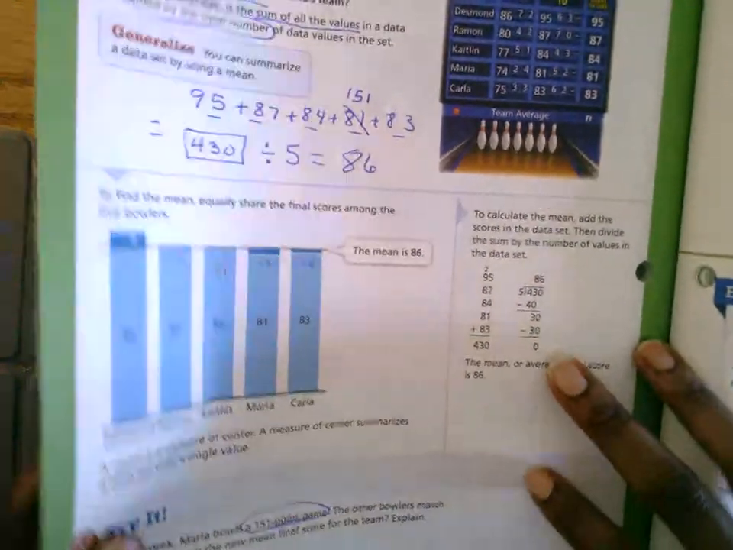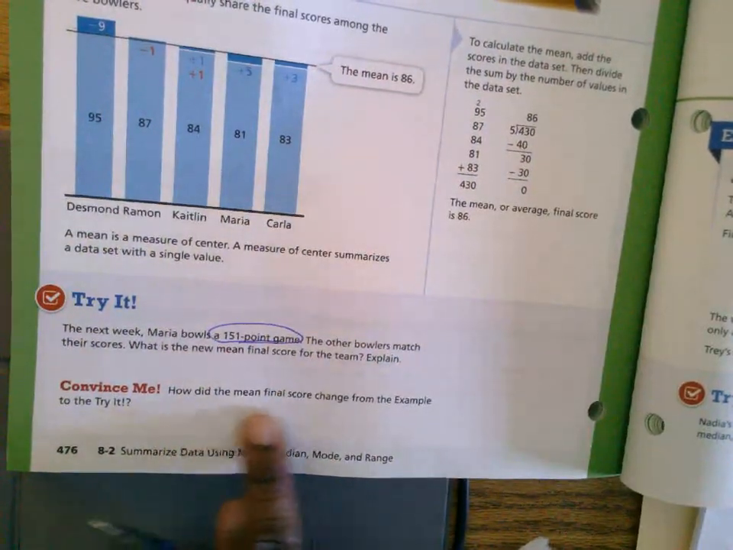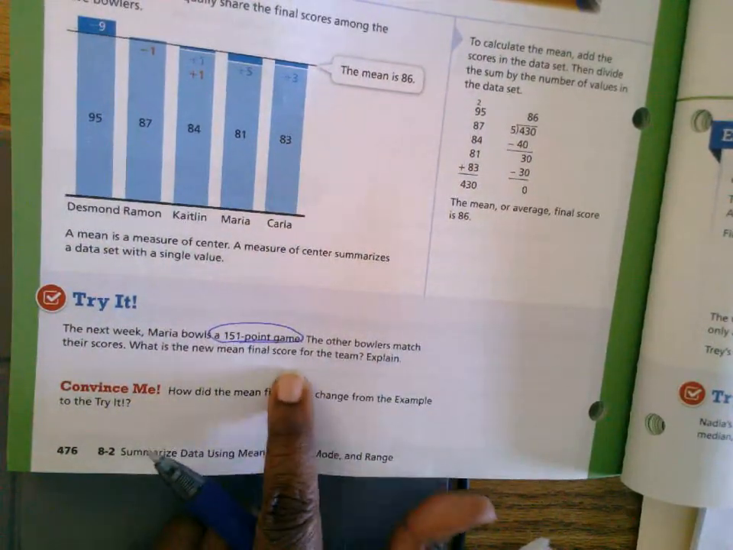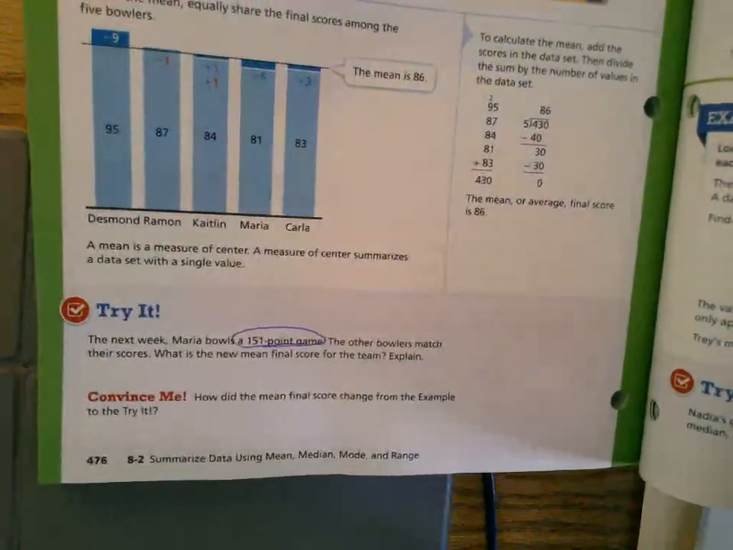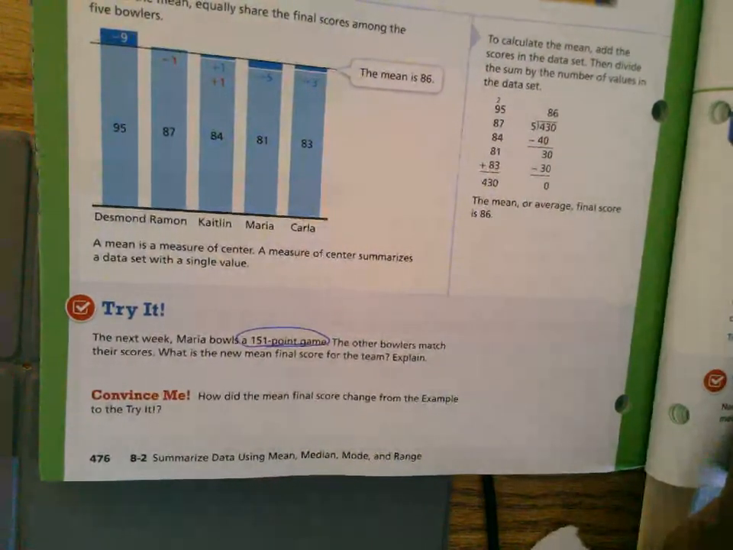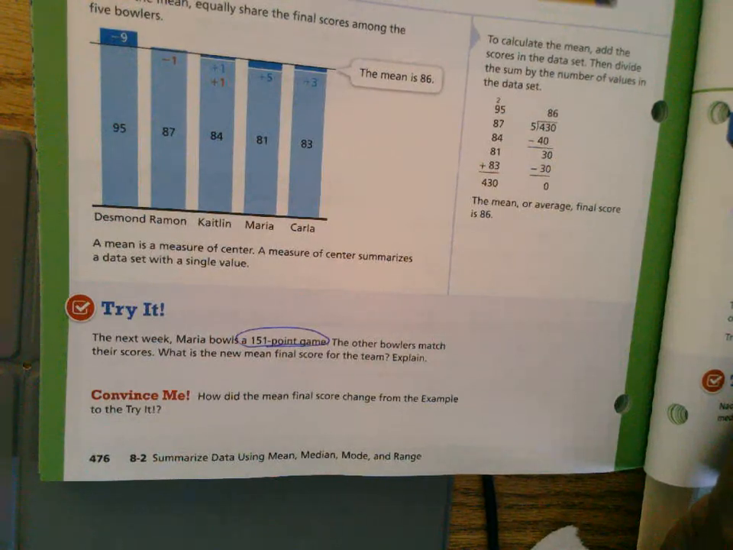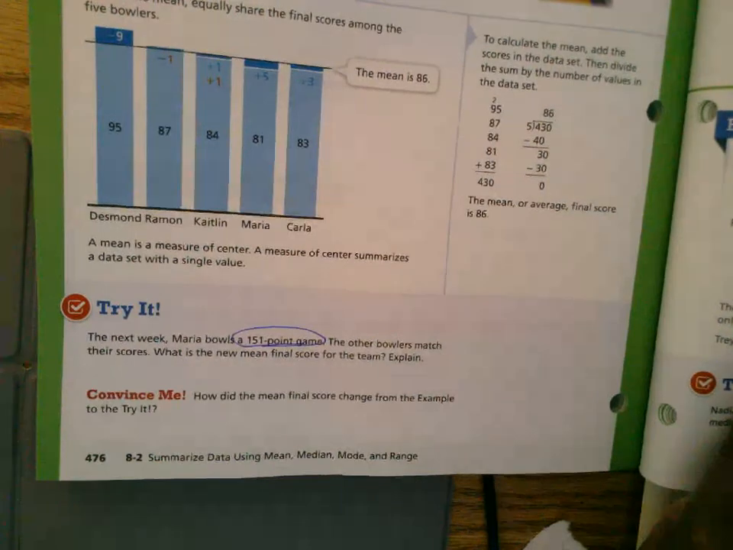So I want you to answer what you think will happen down here at the bottom under convince me, and then find the mean, and then look up to check your work. Okay, so we're going to get our calculator and we are going to figure out what the sum of the new scores is. The first one is 95. We are keeping that number.